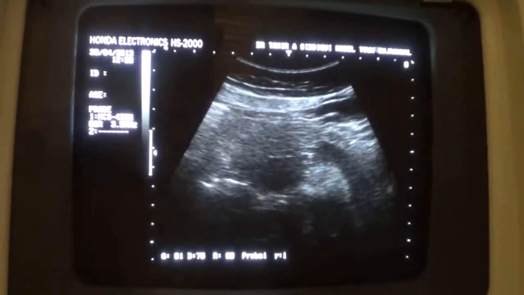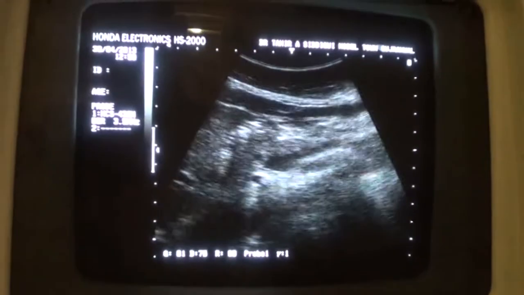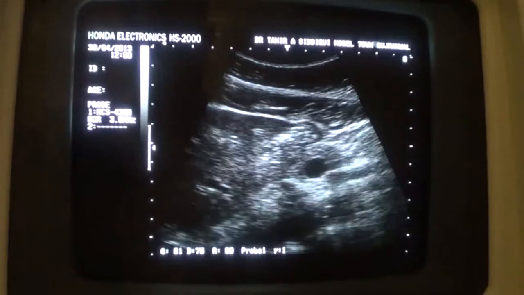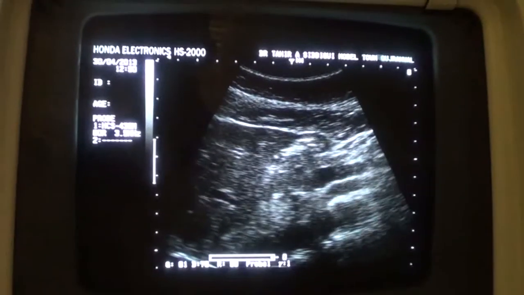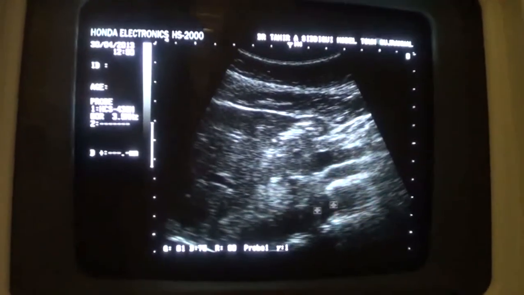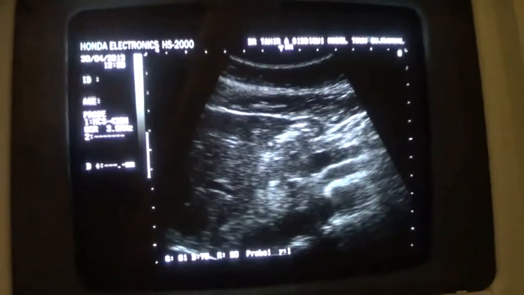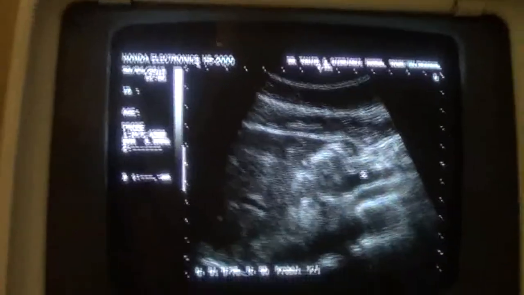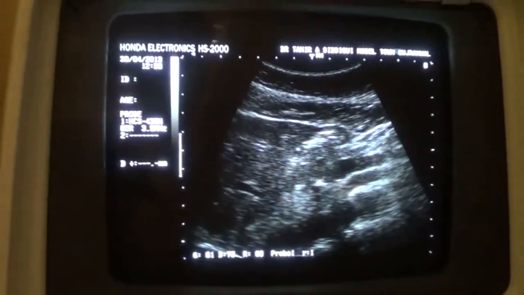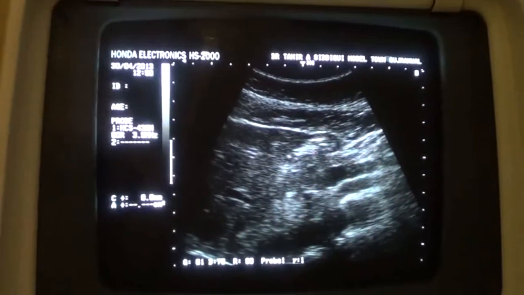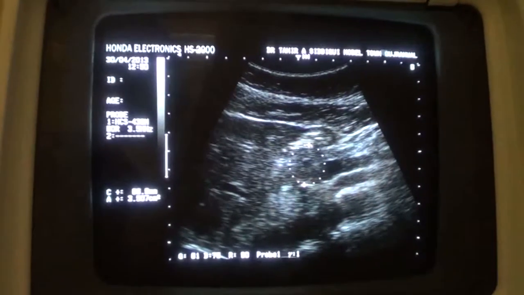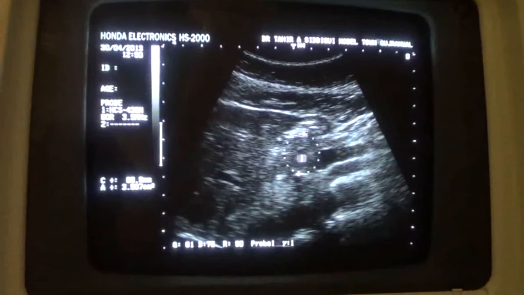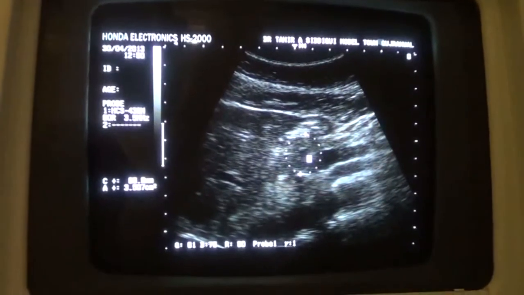Pancreas is normal in size, echogenicity, and the pancreatic head is normal. This is the aorta. This is the superior mesenteric artery arising from the aorta. This is the portal vein, and this is the head of the pancreas, this area, with a central cystic area that is representative of the mildly dilated pancreatic duct in transverse section.